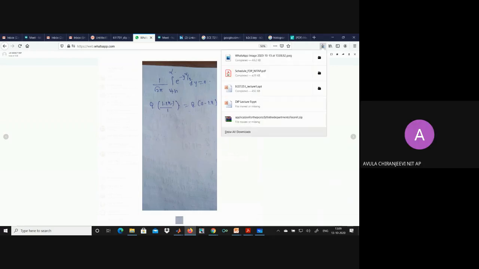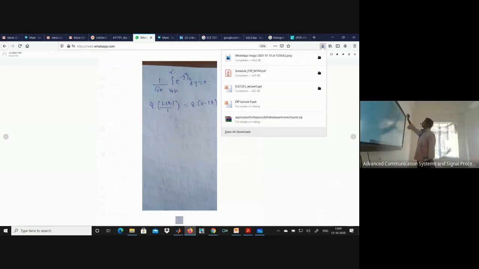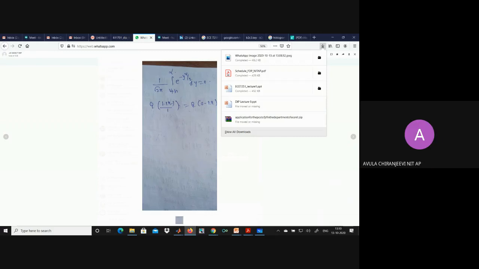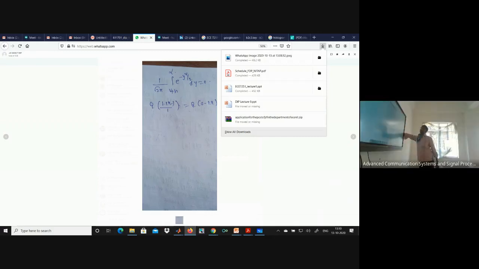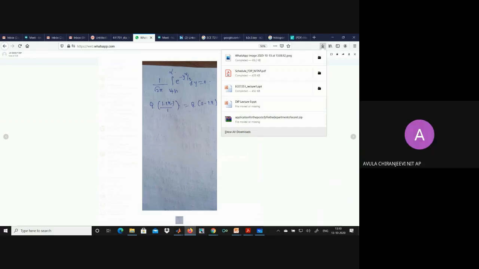Sir, the value of lambda is 2.23, sir. The value of lambda is 2.23. So ultimately, what is the threshold? I don't know, sir, whether that is correct or not.